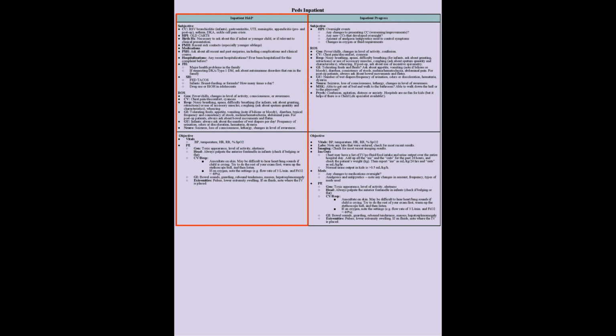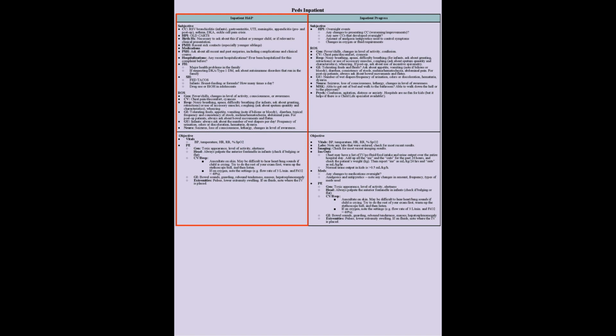Okay, so for ROS, it's pretty much the same as before. Also, if they're post-op, you want to ask if they're using incentive spirometry to prevent atelectasis. Again, ask about the bowel movements and flatus. For every patient, you want to ask if they're tolerating feeds and fluids, their appetites, ask about wet diapers, again, frequency of urination, any seizures, loss of consciousness, changes in level of awareness or activity. And then ask if they're able to get out of bed and walk to the bathroom, or even if they're able to walk down the hall or to the playroom if the hospital has one.